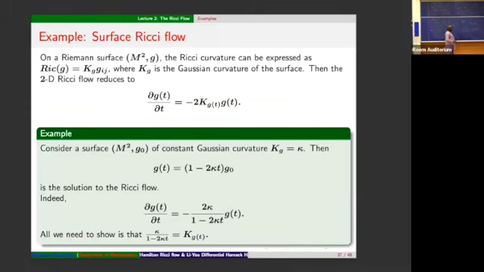Okay, so if you start with a metric with constant Gaussian curvature, let's say it is kappa, like what I did the other time, the flow is this, and you can easily show that the Ricci flow becomes this. Well, you may want to justify that this quantity, 2 kappa over 1 minus 2 kappa t, is the actual value of Gaussian curvature. So you can do that.